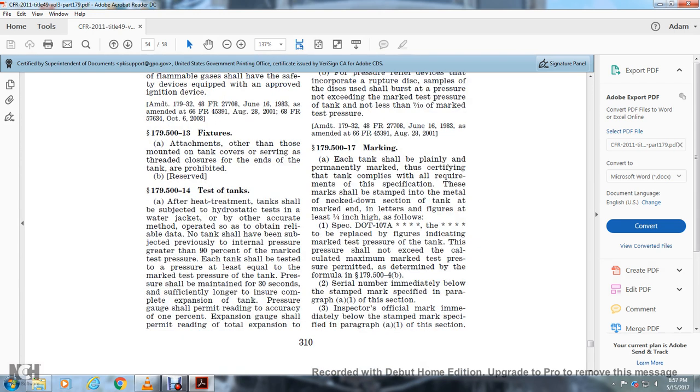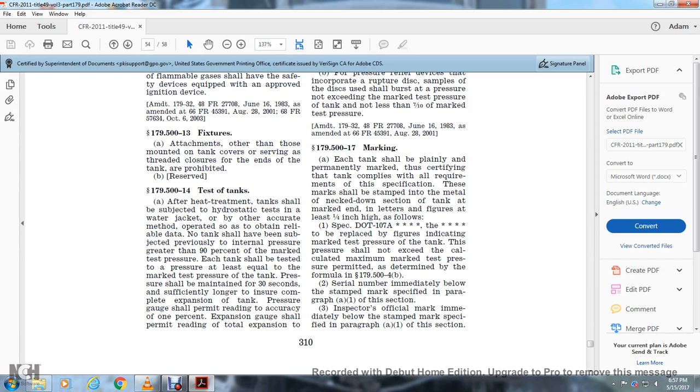179-514 Test of the tanks. After heat treatment, the tank shall be subjected to the hydrostatic test and the water jacket or other accurate methods operated so as to obtain reliable data. No tank shall have been subjected previously to internal pressure greater than 90% of the marked tank test pressure. Each tank shall be tested with a pressure at least equal to the marked test pressure on the tank.